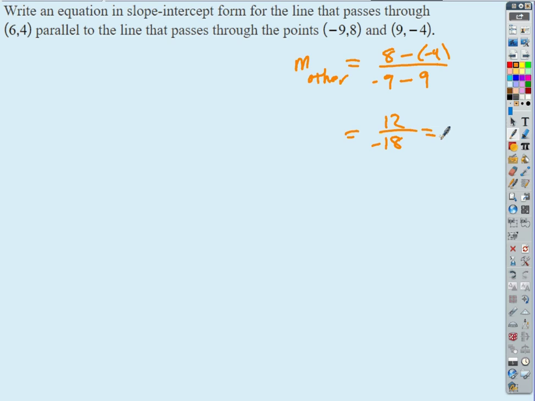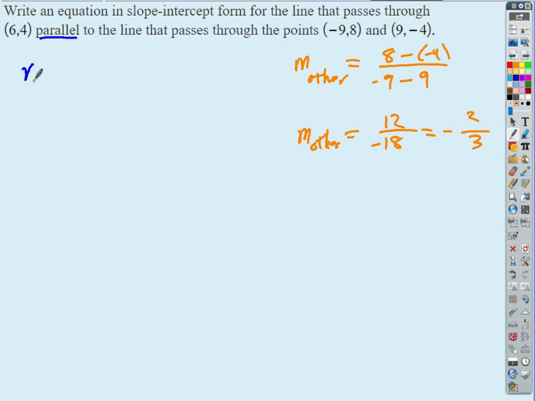Good. Now the sign, if I have a positive over a negative, what's the overall sign? Negative, so we'll put the negative out front. 12 over 18 reduces to 2/3. So the slope of the other line is -2/3. If our line is parallel to that other line, what's our slope? -2/3. Parallel lines have equal slopes, right?